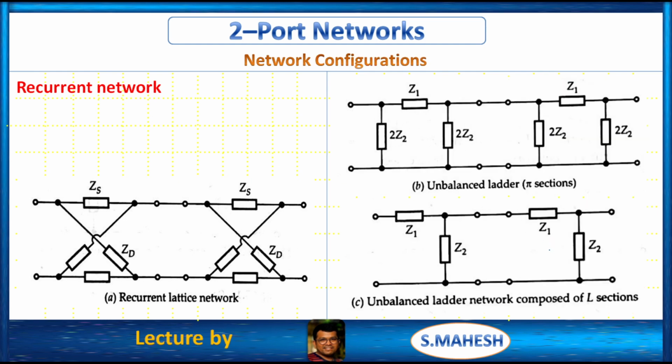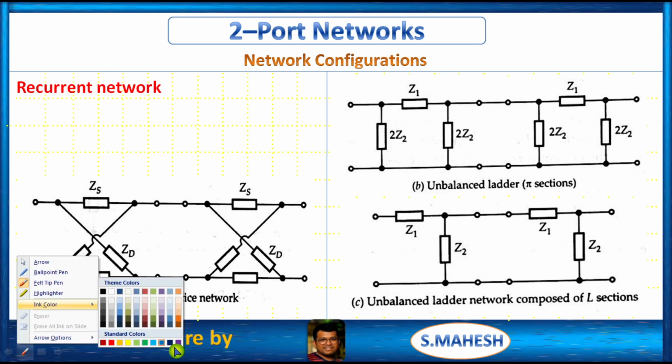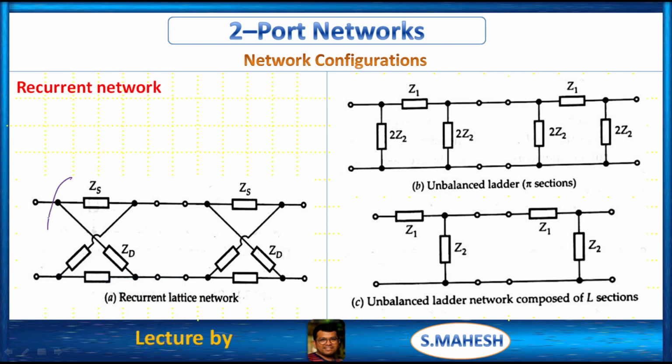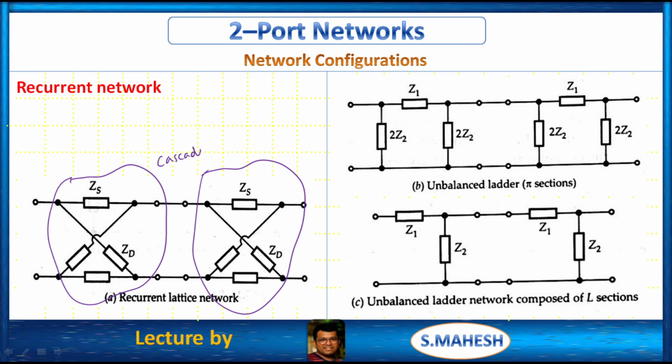Then next one is recurrent network. Recurrent network is nothing but a cascade of repeated sections. See, here this is one lattice section. This is another lattice section. We are connecting them in cascade manner. That is called recurrent network.